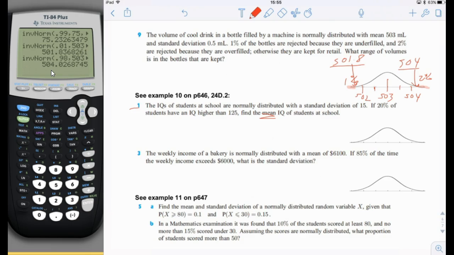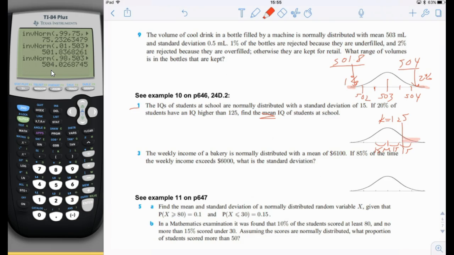So now we don't know what this is. We're finding that. Standard deviation is 15, so we know each one of these divisions is 15, right? And they tell us that 20% of the students have an IQ higher than 125. So we know that the marker here is 125. So K is 125. And we know that the area is 20%. 20% have an IQ higher than 125.